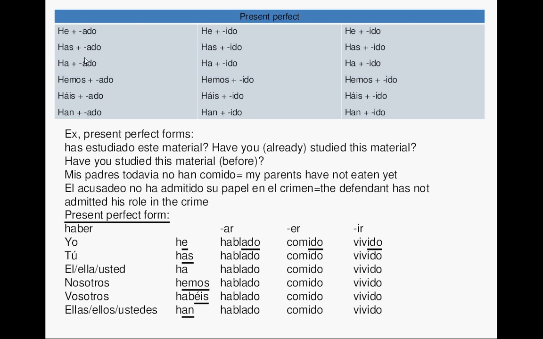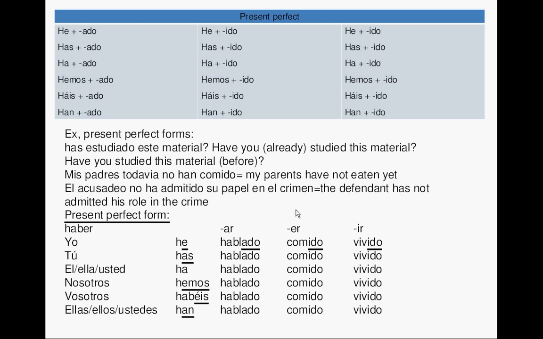My parents have not eaten yet. My parents is the third plural pronoun, and it is han. Eat is comer, with ER, so IDO. So mis padres todavía no han comido. Todavía is yet. And no han comido means have not eaten.